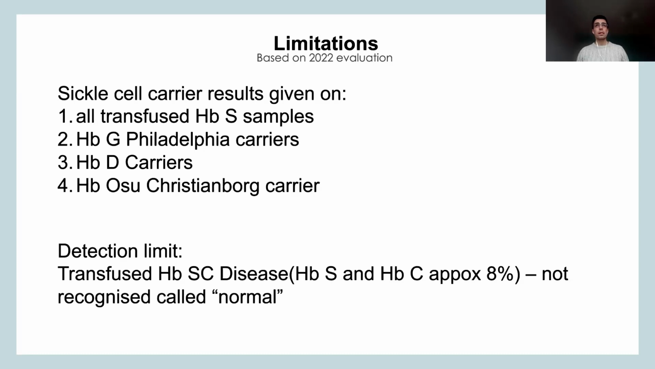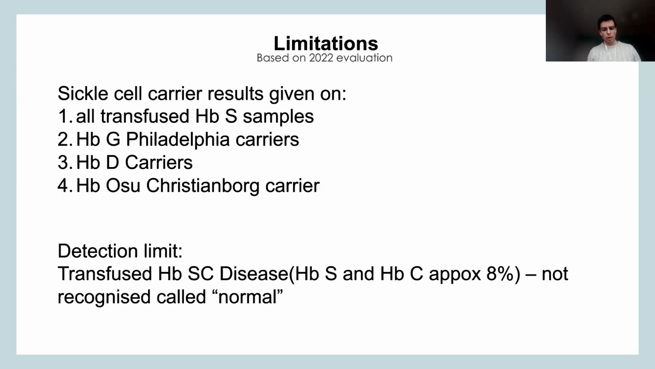G Philadelphia, as I said in the beginning, is a limitation for electrophoresis, alkaline electrophoresis itself. The G's, the D's, the Auschwitz-Christiansborg as well, will all run in the same position, will all run on the S position. So it could give the likelihood of being a sickle cell carrier, but it could be just as well a G Philadelphia. And that's something quite limiting because the significance of both is quite different as well.